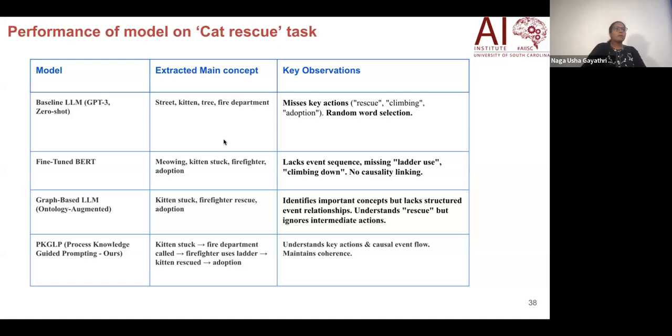And why our approach is performing better here is we are enforcing correct event ordering using structured process knowledge prompting. And we are linking concepts in a causal chain in our graph, so we have graph-based knowledge integration. We are also balancing precision, recall, and coherence as we are doing multitask learning, learning step by step as tasks 1, 2, and 3. So these are the extracted main concepts for each model, and these are the observations made. For example, in our PKG-LP approach, we have a kitten and a fire department called. So here we have some key actions and an event flow between those actions, which maintains coherence.